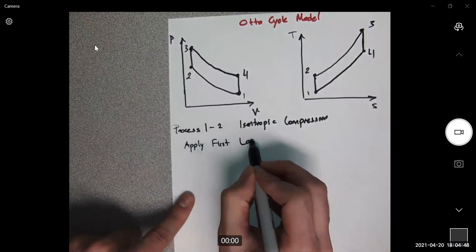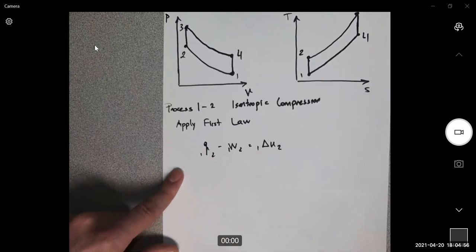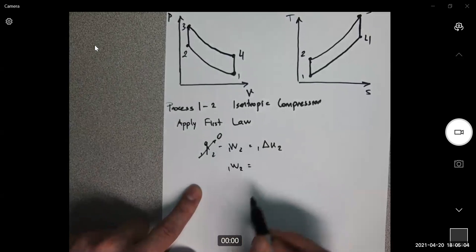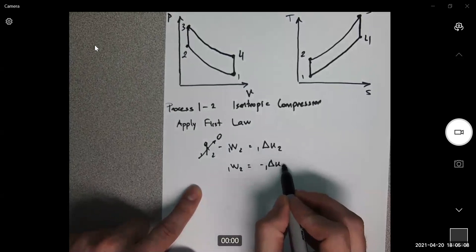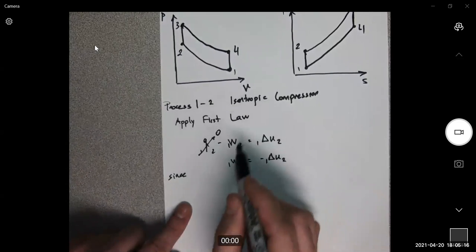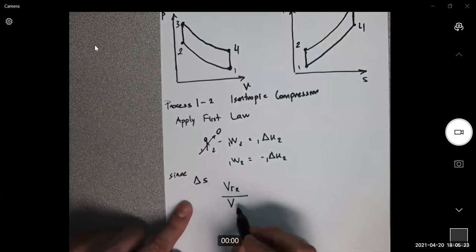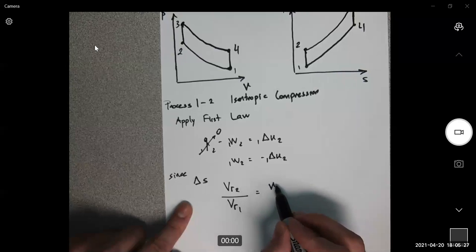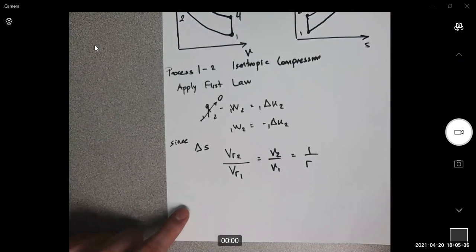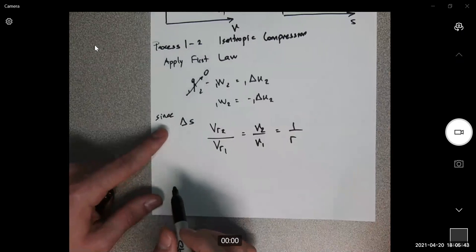Apply the first law. It's an isentropic process, so Q is zero. Therefore, work from state one to state two is minus the internal energy difference from state one to state two. Since it's an isentropic process, the relative volume at state two over the relative volume at state one is equal to the volume at state two over state one, which is the compression ratio, 1/r.